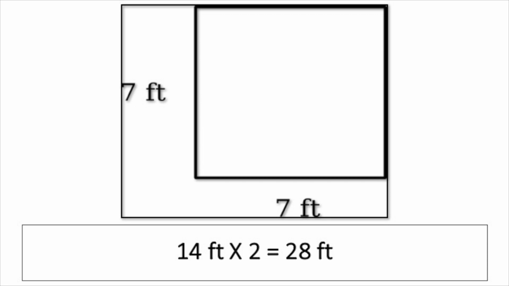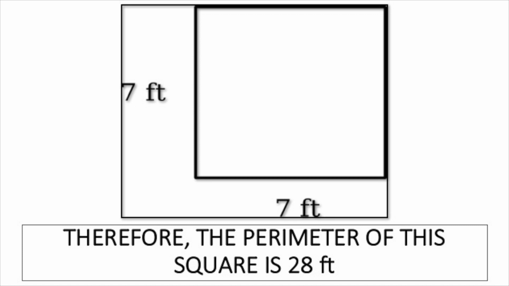Or all you need to do is take one side, because all the sides are the same length. 7 times 4 equals 28. It's the same, because all the sides are the same. There's 4 sides, so take one of the sides and times it by 4. And you'll be able to get the perimeter of a square. Or do it the same way as a rectangle. Length times width, length plus width, 7 plus 7 times 2. It's up to you. There's 2 ways. Therefore, the perimeter of this square is 28 foot.